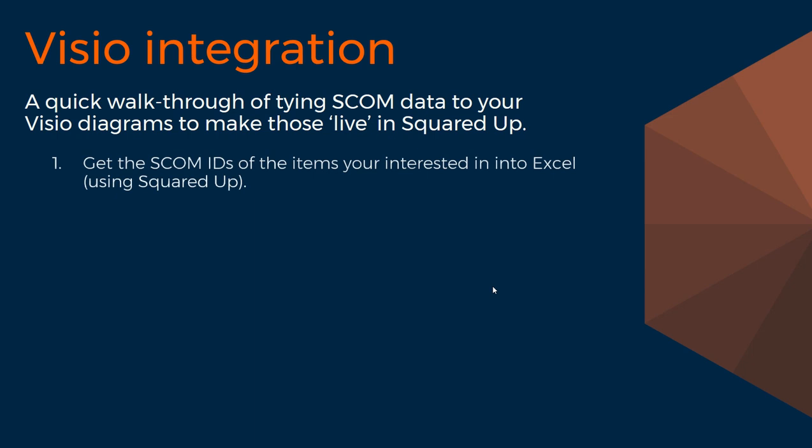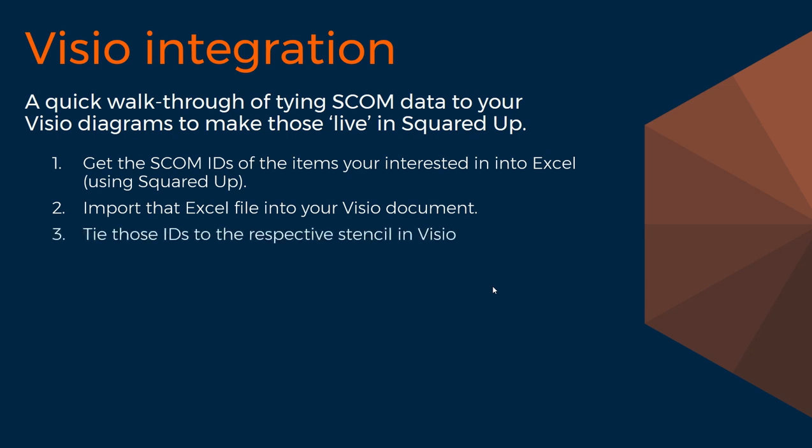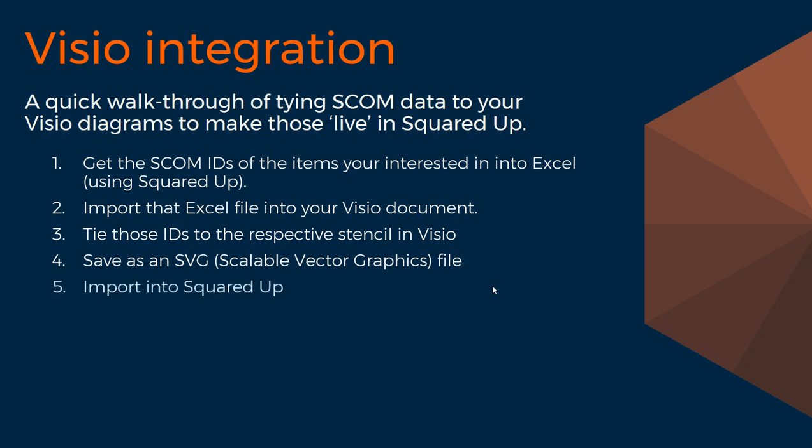So the first thing that we need is our SCOM object IDs, because that's what we need to tie to our Visio stencils. And Squared Up makes it very easy for you to get hold of those and pop those into Microsoft Excel. You then import that Excel file into your Visio document and tie or bind those object IDs to the correct stencil within Visio. From there, you can save it as an SVG file using native Visio functionality. It's then imported into Squared Up, and hey presto, you're done. That will then be live.